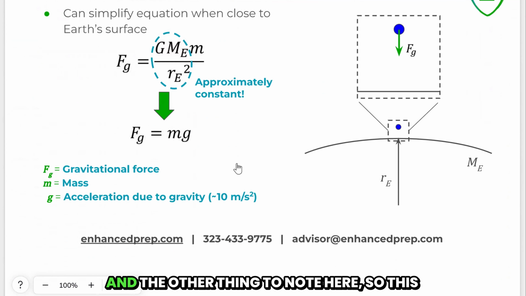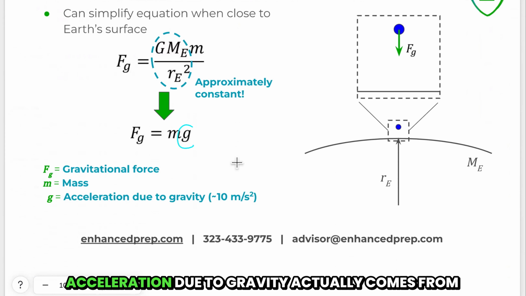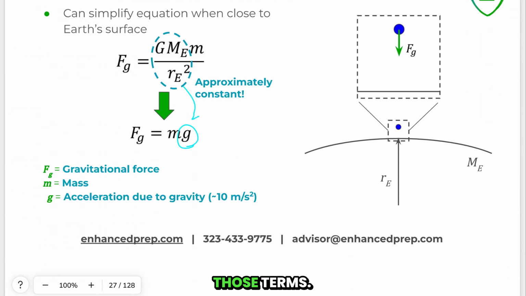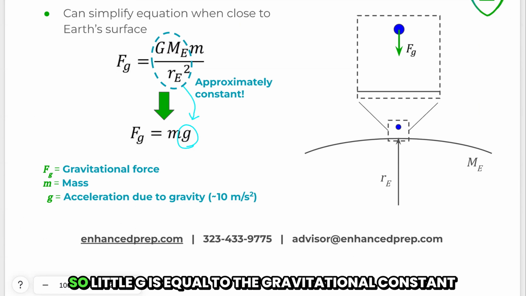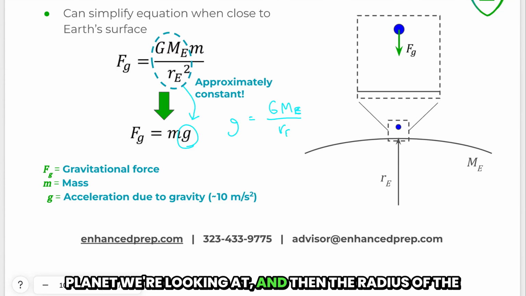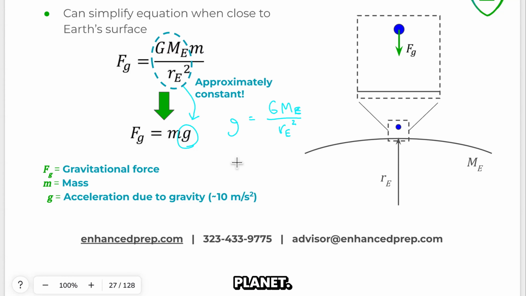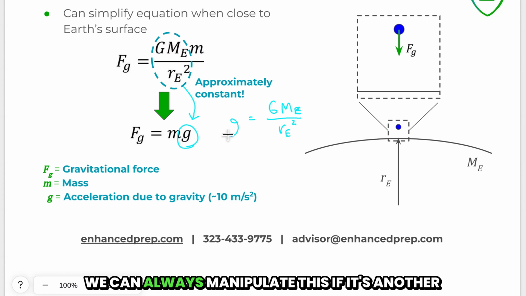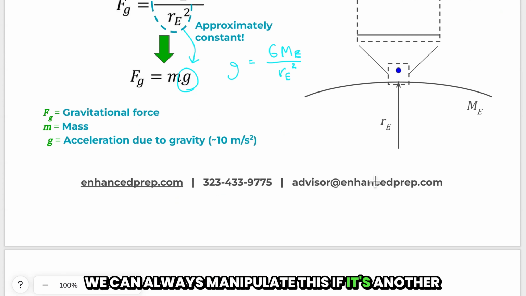And the other thing to note here is that this acceleration due to gravity actually comes from those terms. So little g is equal to the gravitational constant times the mass of Earth, or the mass of whatever planet we're looking at, divided by the radius of the planet squared. Earth is about 10. We can always manipulate this if it's another planet.